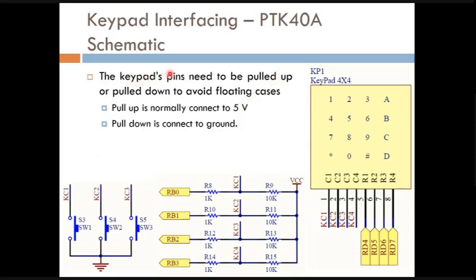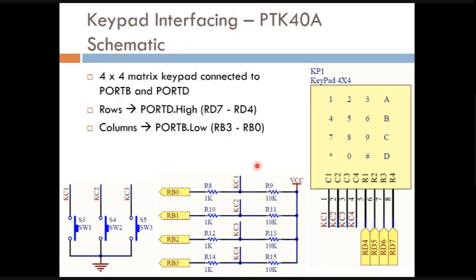So the keypad pin needs to be pulled up or pulled down to avoid floating access. Pulled up normally, you need to connect this one with 5 volt. Okay. If you want to use pull down, this means that you need to replace it with ground. So we go to the next one.